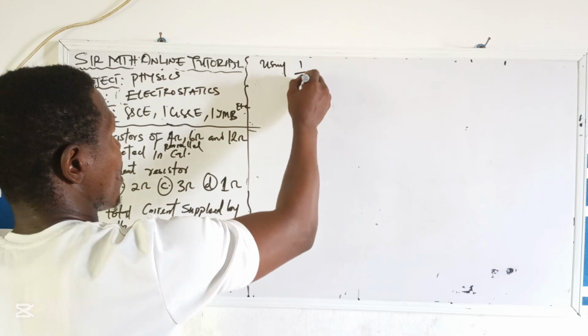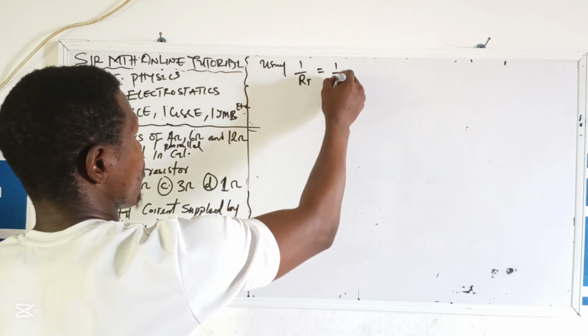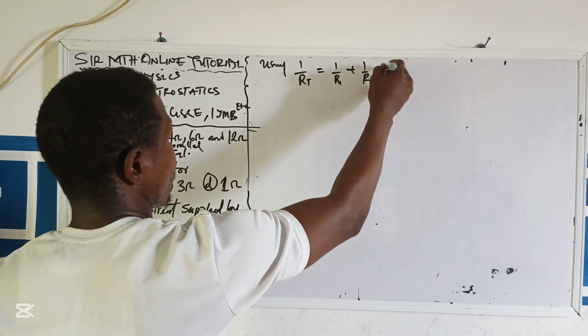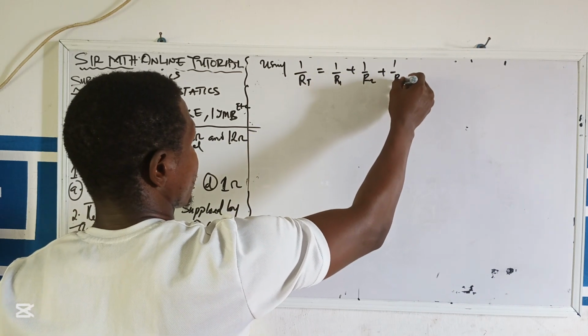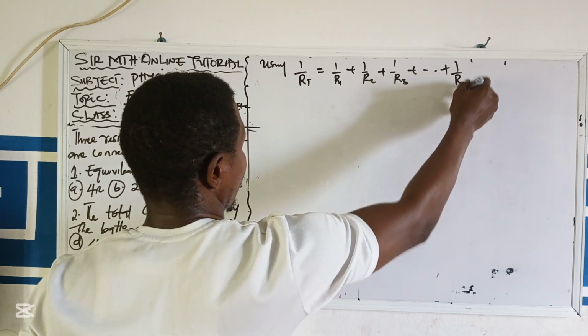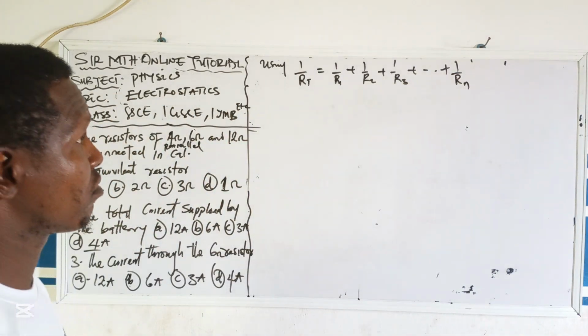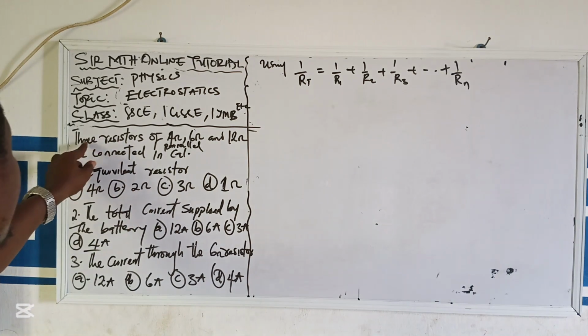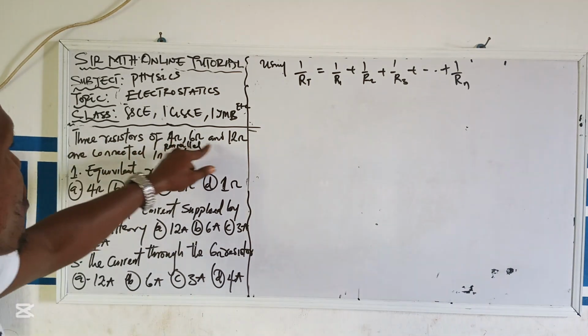1 over R_T is equal to 1 over R1 plus 1 over R2 plus 1 over R3 plus ... plus 1 over Rn, depending on the number of resistors that are made available. However, we just have 3 resistors here. We have 4, 6, and 12.